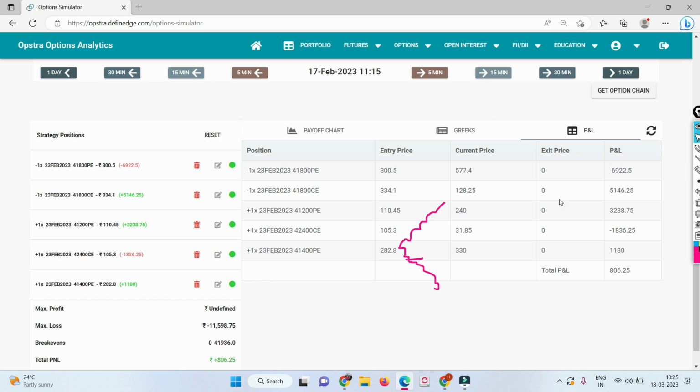Next 15 minutes, 806. This is increasing. So from 282, this got to 330. Now if you want, you can trail your stop loss, but I'll not tell all these basic things, guys. Now if you want, you can trail your stop loss to now 282, right? Maybe your stop loss was at 220 something. Now you can just get it to cost.